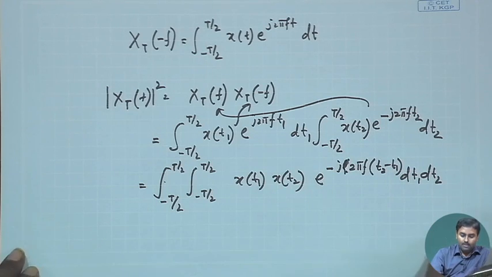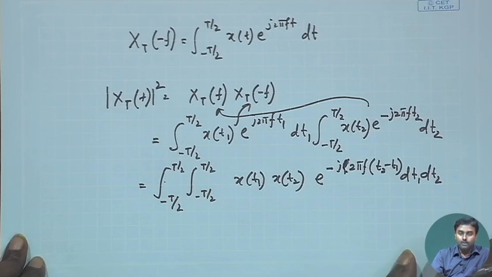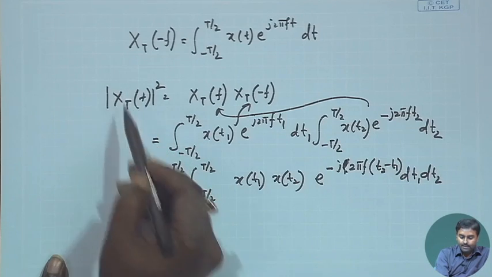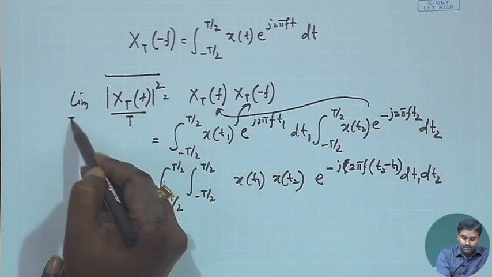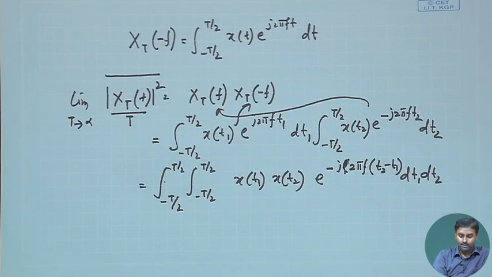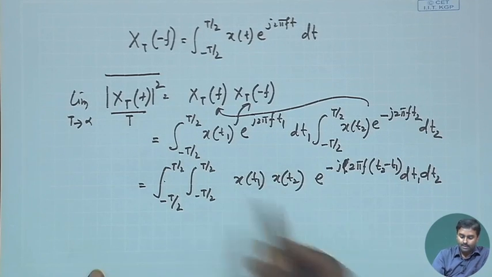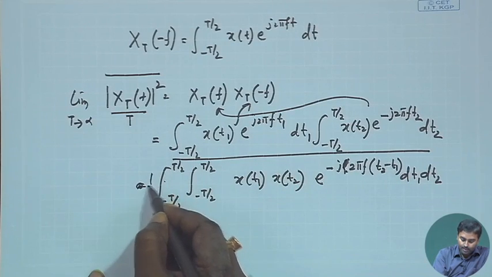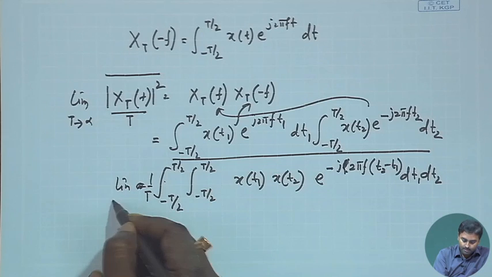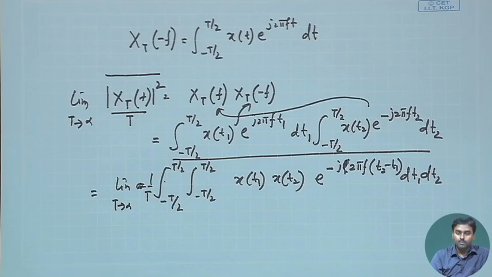Now, I wish to get the average of |X_T(f)| squared, which will be nothing but, if I just divide by T, take an average, and take the limit as T tends to infinity, if I just do that, what will happen to this side? It should be an average, and there should be 1/T and the limit as T tends to infinity. So, I am just modifying it. That should be the overall thing.